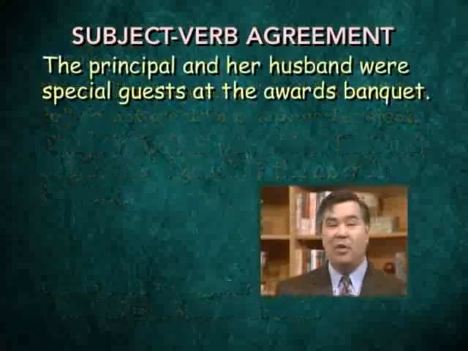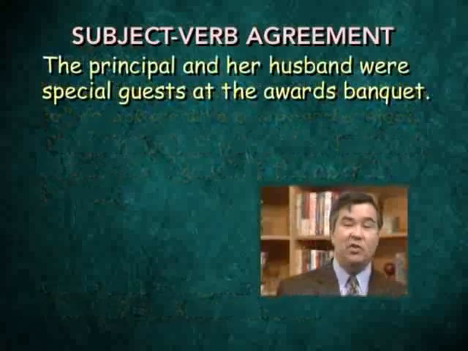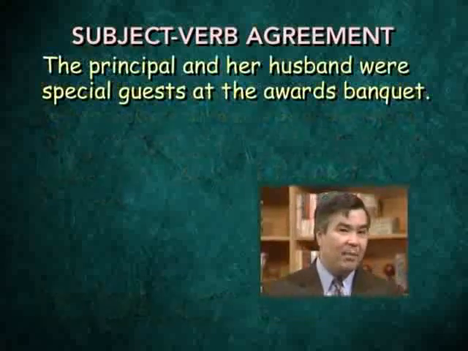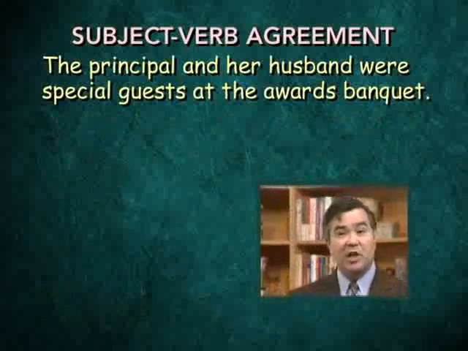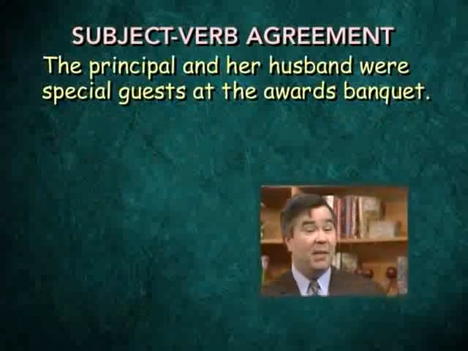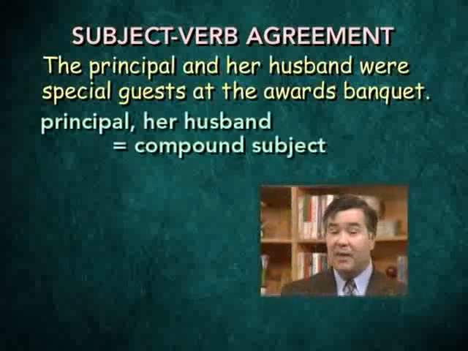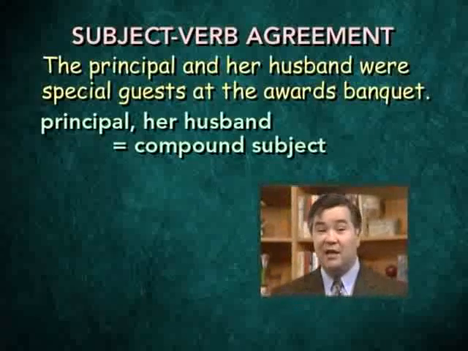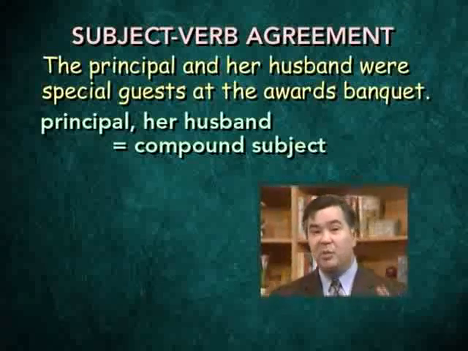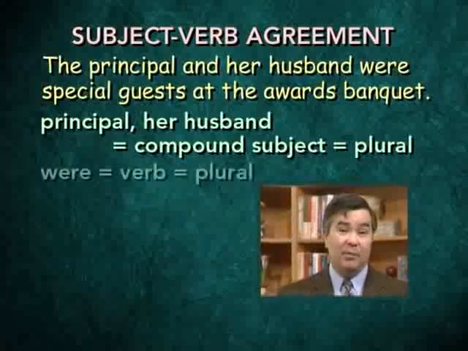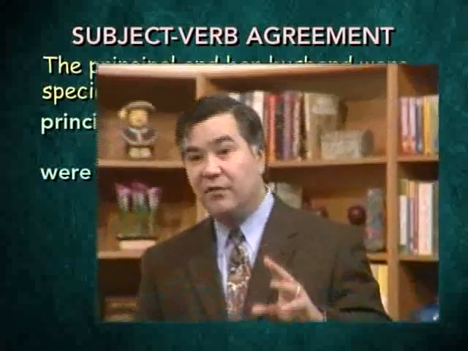If we were to take away the words as well as and substitute the conjunction and, notice what would happen. We'd get rid of the commas, and the sentence would now read, the principal and her husband were special guests at the awards banquet. Now we would have a compound subject joined by the conjunction and, principal and her husband, and the two together would make up the subject, which would become plural, and the verb would have to become the plural were. But as long as the phrase as well as is used, we don't have a compound subject. We have a singular subject only, and a singular verb is required.